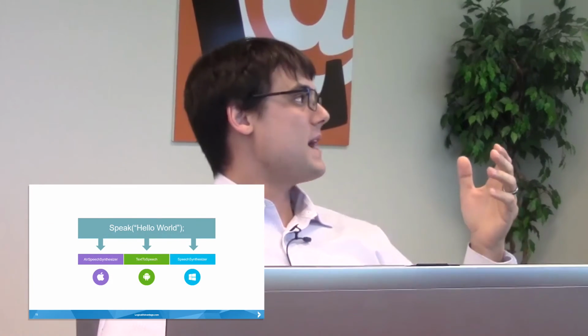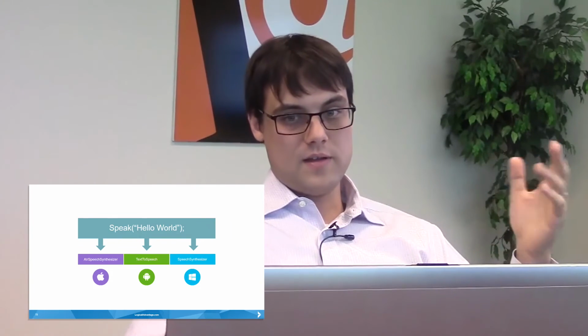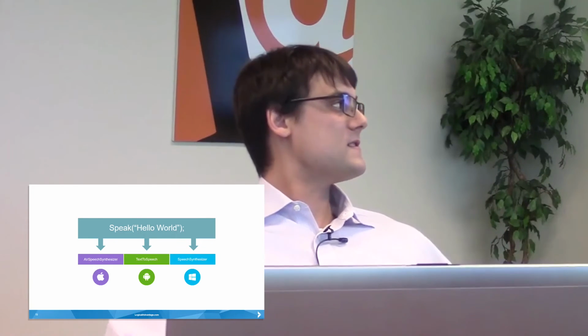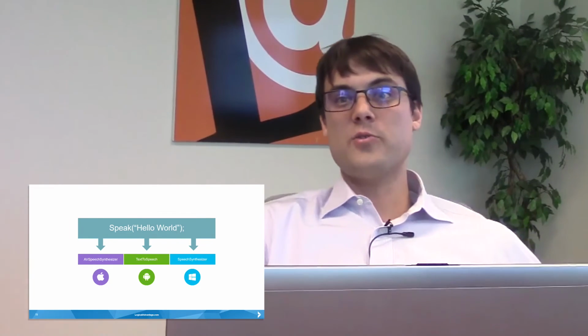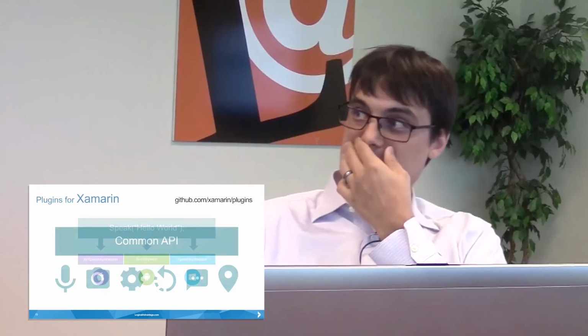So if you want to use the microphone, to speak, you have a common API for speak hello world. For the iPhone, they have their library called AV Speech Synthesizer, where on the Android it's text to speech, and on Windows it's speech synthesizer, but they're all doing essentially the same thing. So Xamarin abstracts that away and just makes it so you can write speak hello world, and it'll work on all the different devices. So it's true quality. Okay.